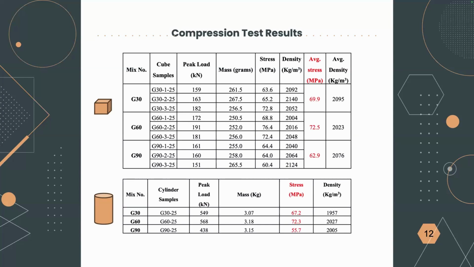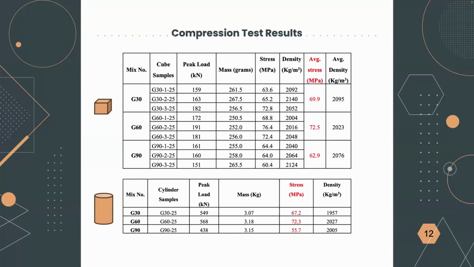After that, you can take the average of the 3 values here, and then you would have a better understanding of how the G30 mix performs under compression. For example, in these 3 mixes, we can see that G60 performs the highest at 72.5 megapascal compared to G30 at 69.9 megapascal and G90 at 62.9 megapascal.